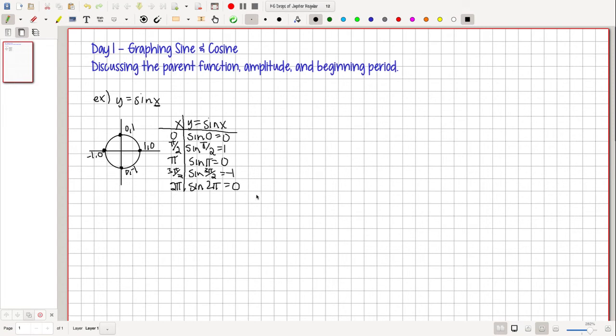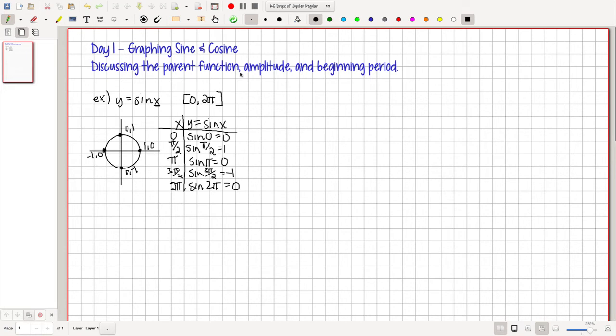Okay, so basically we have 5 coordinates here, and all we need to do is graph them. And this is the interval. We're going to graph it just on the interval from 0 to 2 pi. That's the only part of the graph we're going to graph on this particular one.